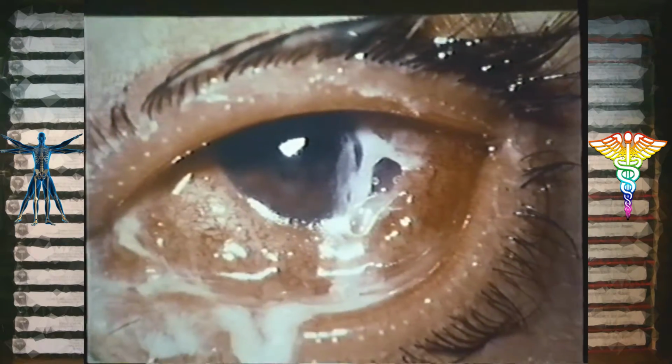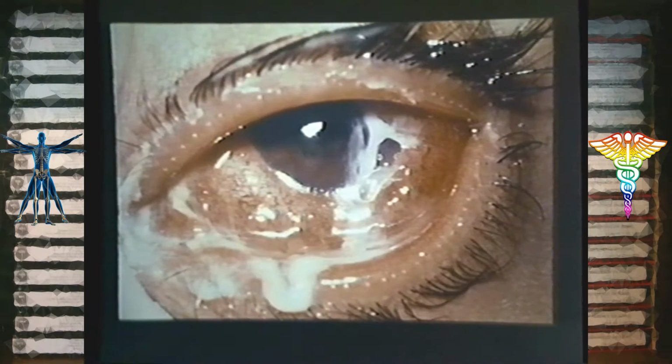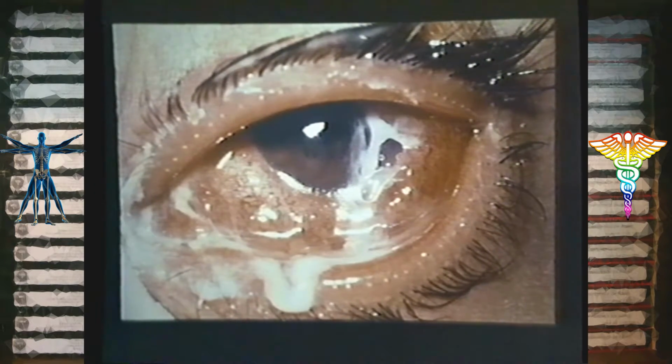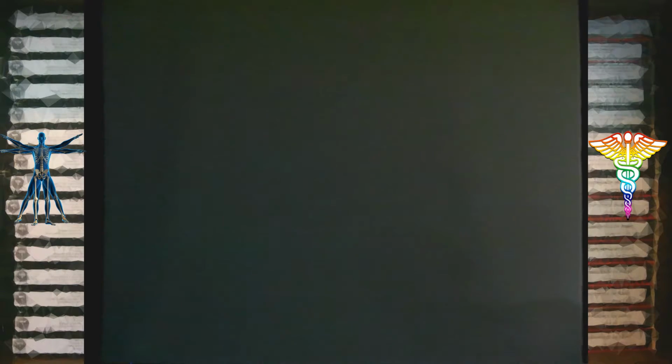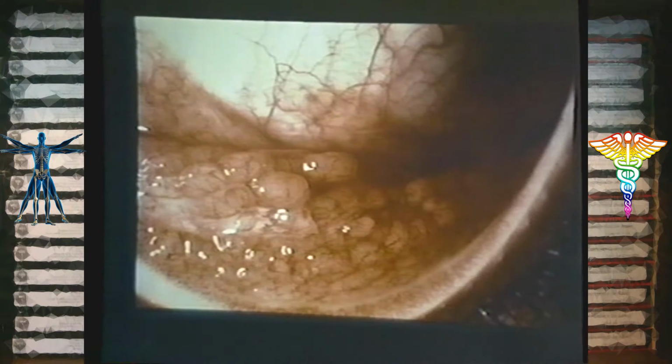Now this presentation of conjunctivitis wouldn't be very hard to miss. This is an obvious bacterial conjunctivitis. And the hallmark of bacterial conjunctivitis is this purulent discharge. But very rarely does a patient present with bacterial conjunctivitis, although we treat many of them like they are. Most of them are viral conjunctivitises.